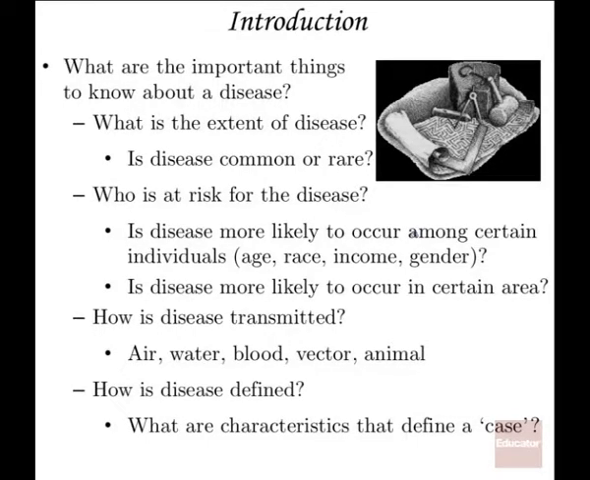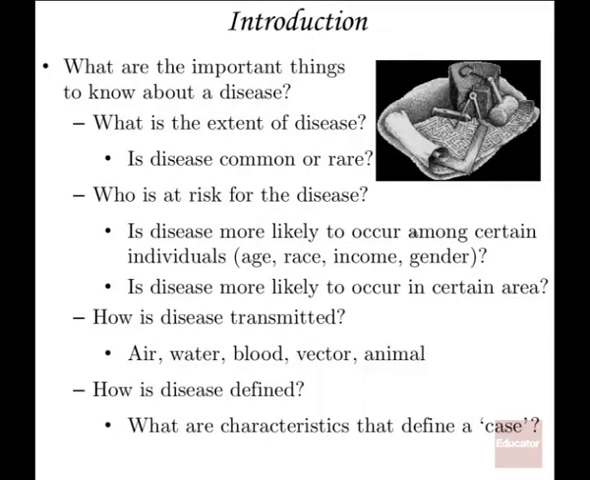Is the disease more likely to occur among individuals who are elderly, who are young, of a certain gender, a certain income level, a certain racial group? Are the individuals who are getting the disease located in a certain geographic area? All of these lines of evidence help us determine what the disease is and what the source of contamination is. The other thing we need to know is how the disease is transmitted. Is it transmitted by the air, by the water, by blood products, by an insect, by an animal, and also is it carried by food?